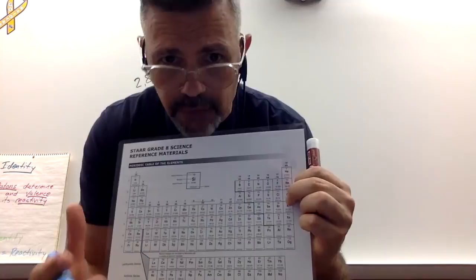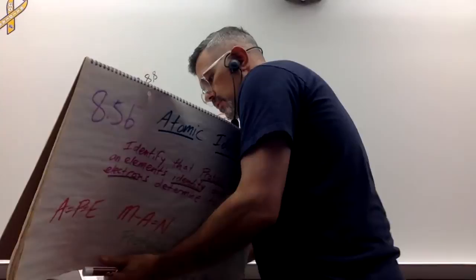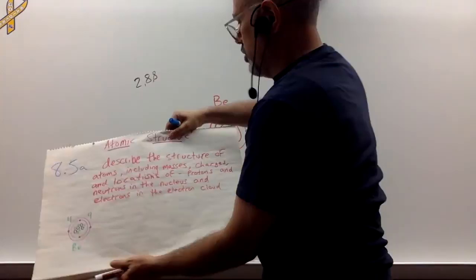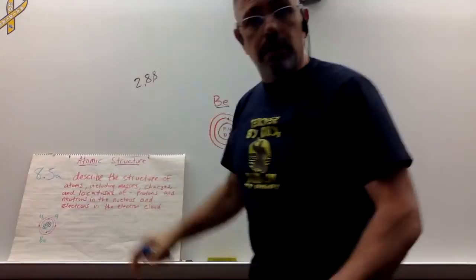At this point, you should have a pretty good understanding of 8.5A, which is right here. Describe the structure of atoms, including masses, charges, and locations of protons and neutrons in the nucleus and electrons in the electron cloud. And there is one other thing I wanted to talk about, and that is this.